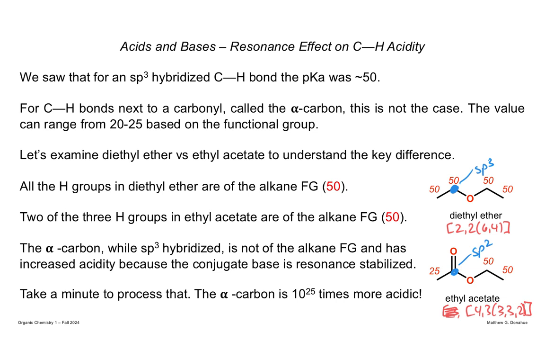So what I want you to focus on is that CH3 group is a pKa of 50, but now in ethyl acetate it's 25. And so again, the difference between that methyl group in both of them is 10 to the 25. So that's 10 to the 25 times more acidic. And so we want to understand, why does that carbonyl group make it that much more acidic?